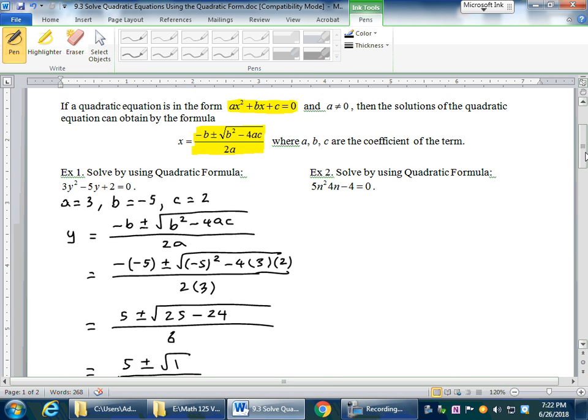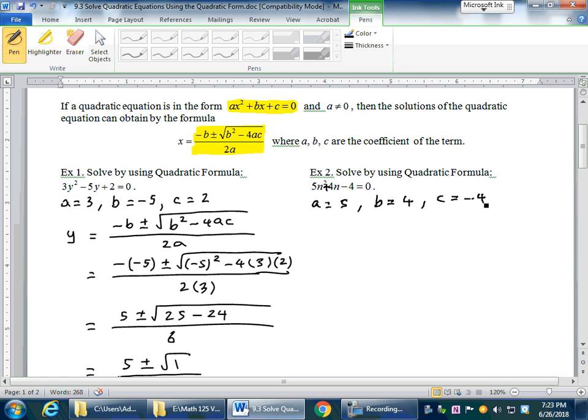Let's take a look at the next example. And I believe I have a typo right here. It should have been a plus sign right here. Okay, so let's check it out. In this case, my a is equal to 5, my b is equal to 4, and my c is equal to negative 4.